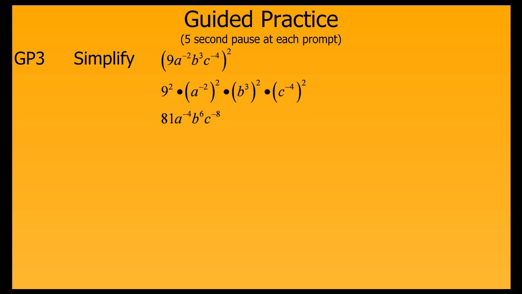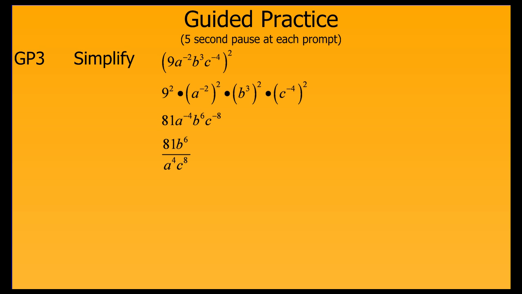We begin to simplify. 9 squared is 81. a to the negative 2 to the second, we multiply those exponents and get a to the negative 4. b cubed to the second, 3 times 2 gives us b to the 6th. c to the negative 4 to the second gives us c to the negative 8. Now what? Now we can rewrite our negative exponents as positive exponents in the denominator. So the a to the 4th and c to the 8th are now positive in the denominator, but the 81 and the b to the 6th stay in the numerator. This is considered simplified form.